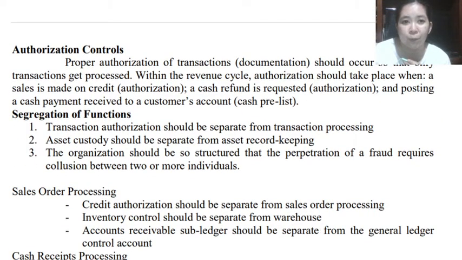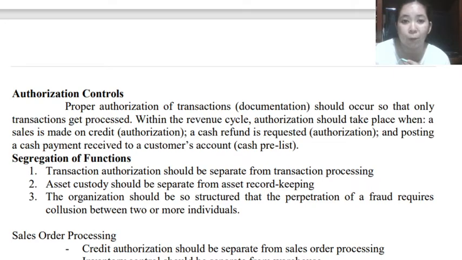Authorization of controls. We have mentioned this before also. There should be a proper authorization for the transaction, and it should be coupled with documentation. Only those transactions which are authorized should get processed. Within the revenue cycle, the authorization should take place when a sale is made, a cash refund is requested, and when a cash payment received is posted.